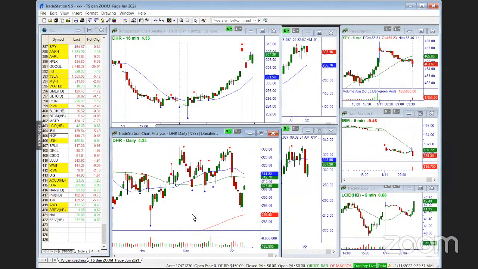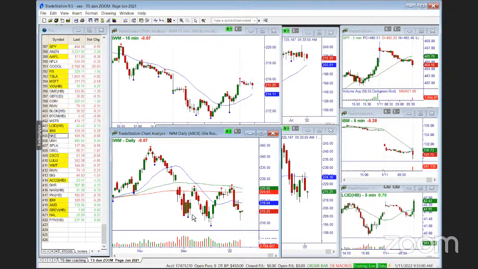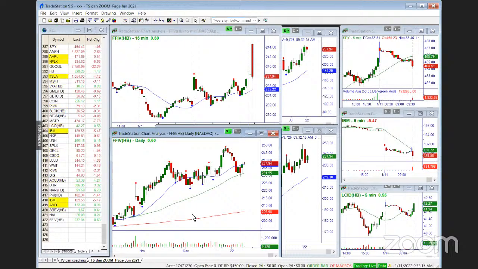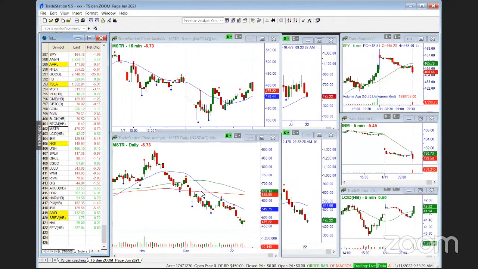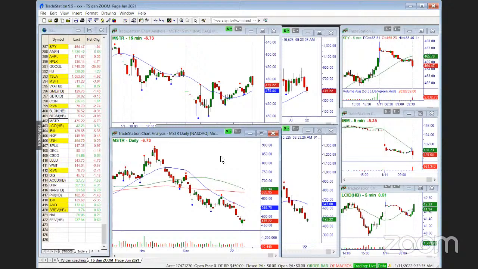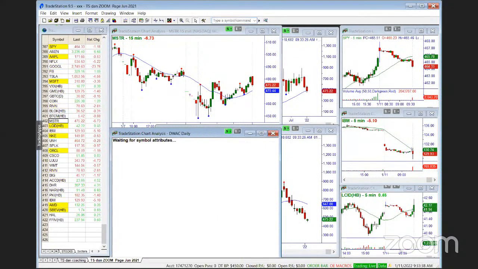IWM actually holding the best on the 15 right here, but no pattern. So we're just chilling here, going through our watch list. I don't know if that gap up was real. I'd prefer it if it was not real. Bitcoin down $750. So this one is just on my permanent watch list for selling options just because it's so juicy. Trump, DJT.